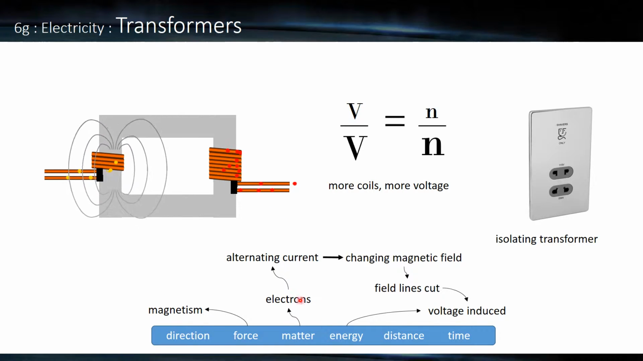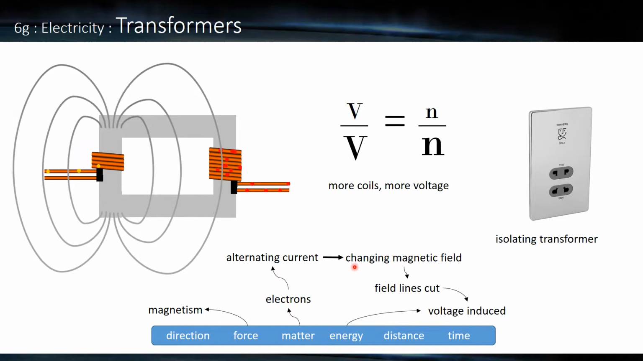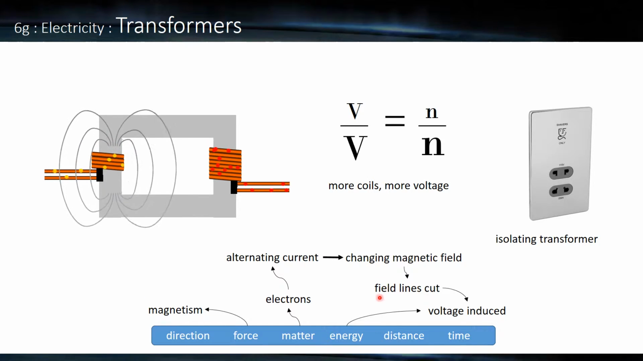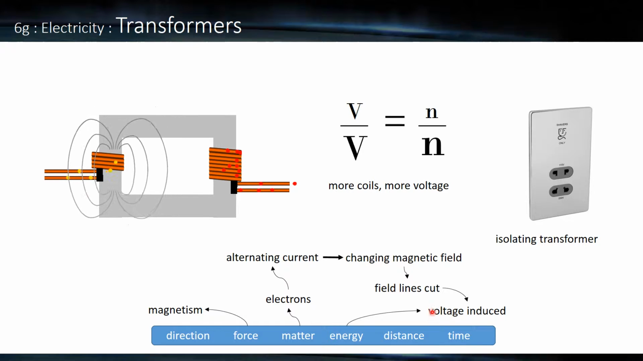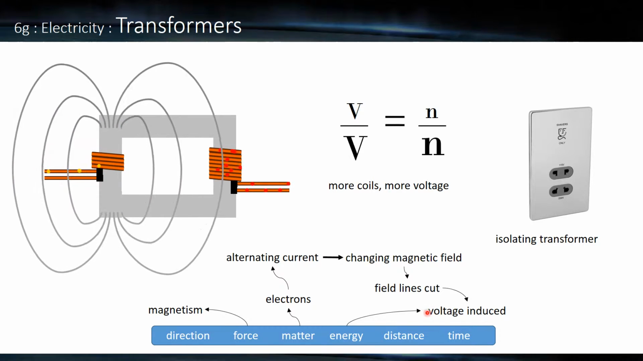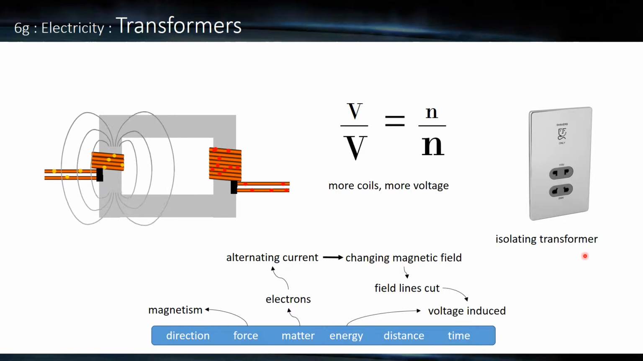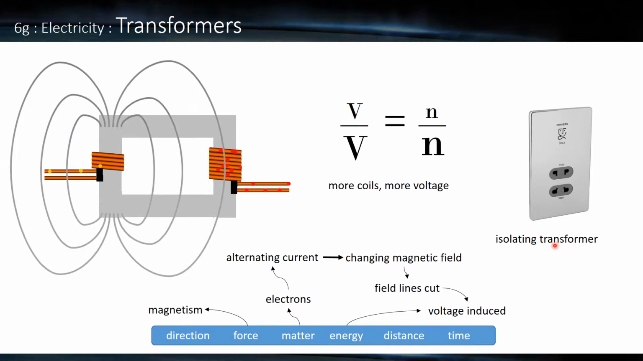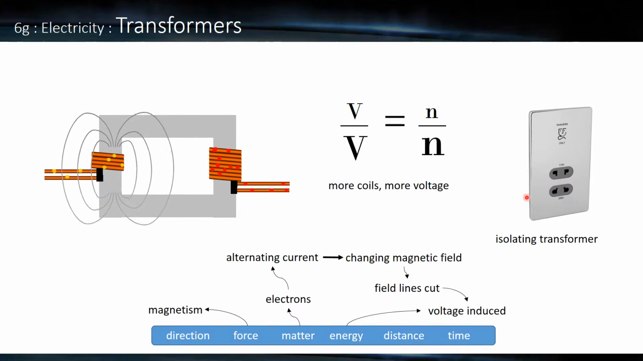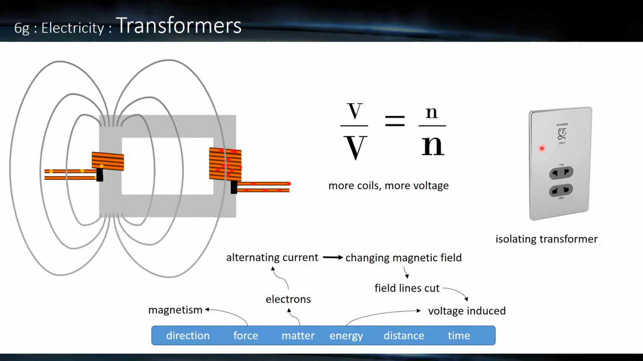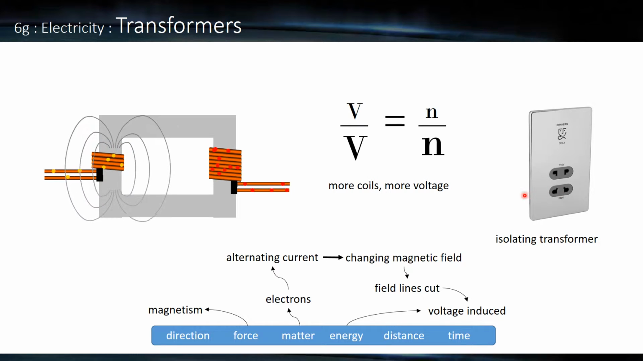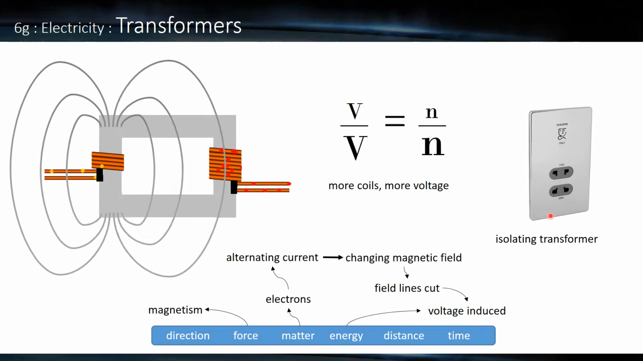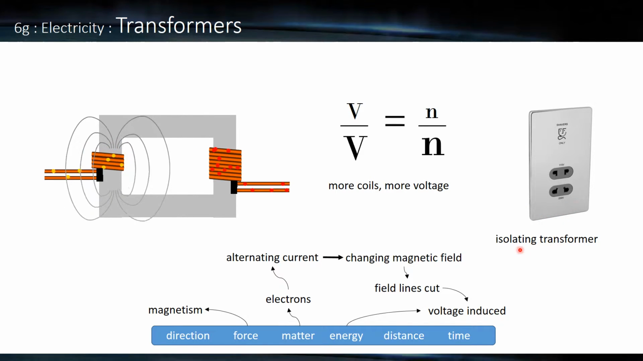So the idea is here again, alternating current creates a changing magnetic field, and that involves field lines being cut and a voltage, or a different voltage if you like, being induced. We also have the slightly unusual case of the isolating transformer, where the number of coils is the same, so you get the same voltage out, and this is really for safety reasons, mainly in situations where water is involved, like a bathroom, and we have shaver sockets, so if any water gets into the contact there, it can't take the mains voltage. So slightly separate case there.